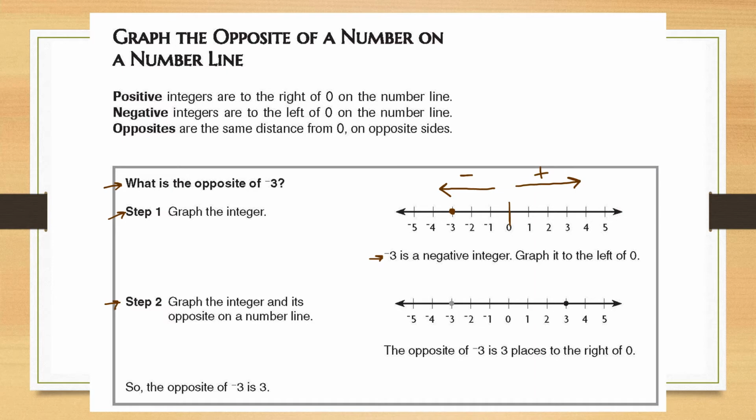Step 2. Graph the integer and its opposite on a number line. Here is -3. The opposite of -3 is 3 places to the right of 0. -3 is to the left of 0, and +3 is to the right of 0. They are equal distance from 0, only in opposite directions. So the opposite of -3 is 3.